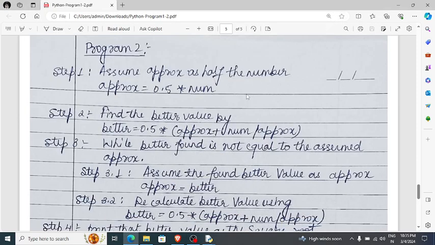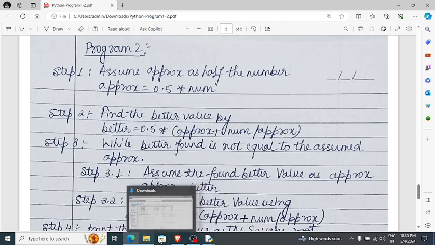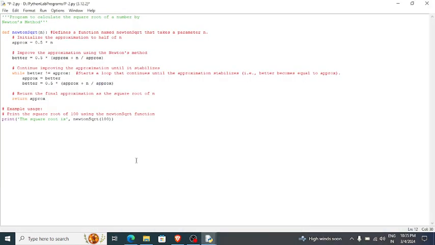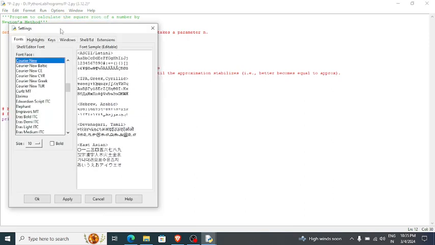So hi everyone. Today we are going to look into the second program. The second program that we'll be studying today is a program to calculate the square root of a number by Newton's method.